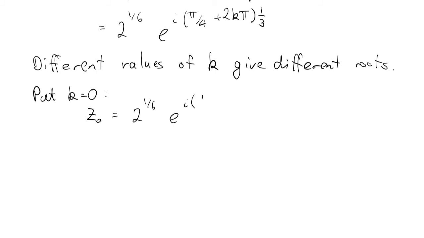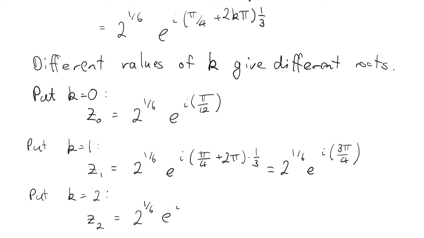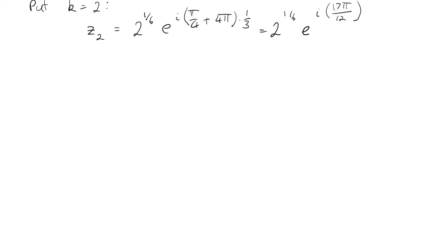Let's try k equals 0, that gives me z naught equals 2 to the power 1/6 e to the i pi over 12. For k equals 1, I get 2 to the 1/6 e to the i times pi over 4 plus 2 pi times a third. That's 2 to the 1/6 e to the i 3 pi over 4. Put k equals 2, I get 2 to the 1/6 e to the i 17 pi over 12. I've got 3 different values. Those are the 3 different complex numbers whose cube is equal to 1 plus i.